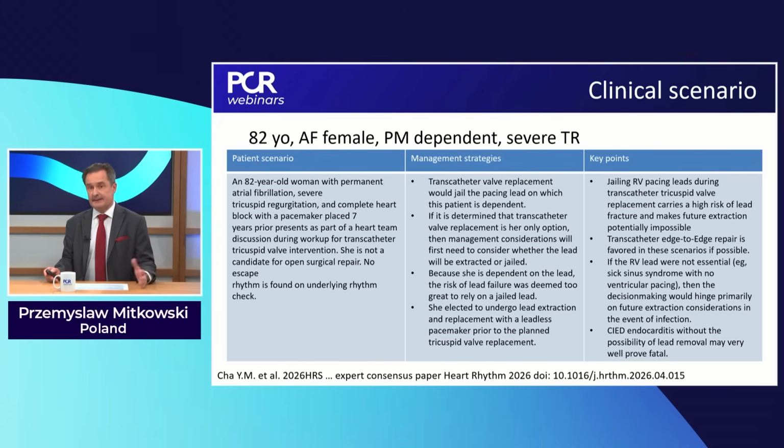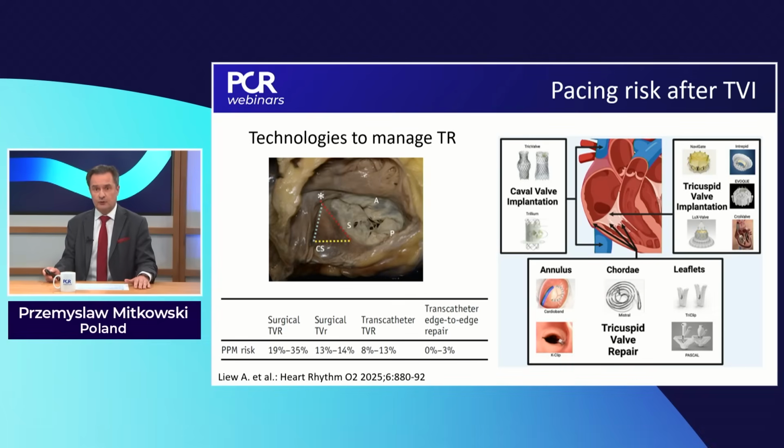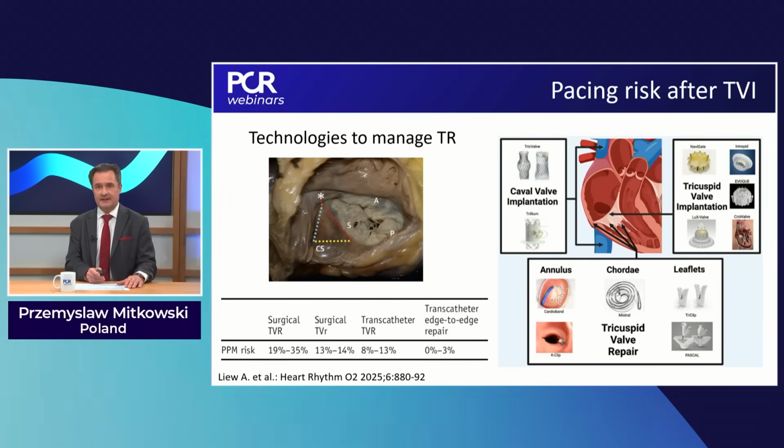And in some patients, the right ventricular lead is not essential because they suffer from sick sinus syndrome, so sometimes an atrial lead could be enough. As we go for any tricuspid procedure, you can find here that surgical tricuspid valve replacement causes a high likelihood of pacemaker necessity, from 19 to 35%. With a transcatheter valve, the rate of pacing indication is much lower, and with transcatheter edge-to-edge repair, which is preferred by electrophysiologists, the likelihood is very, very low.